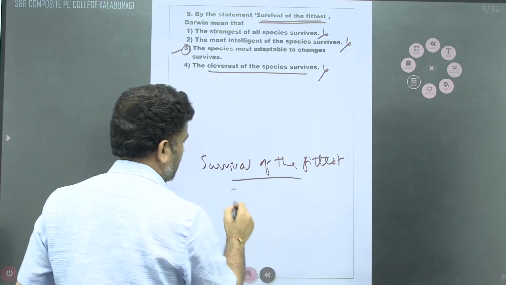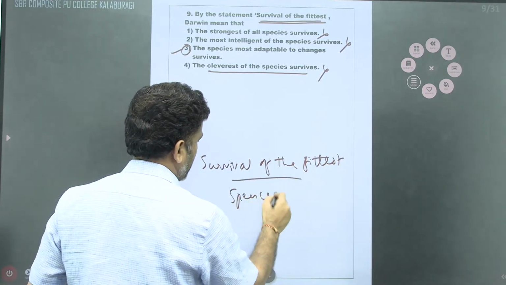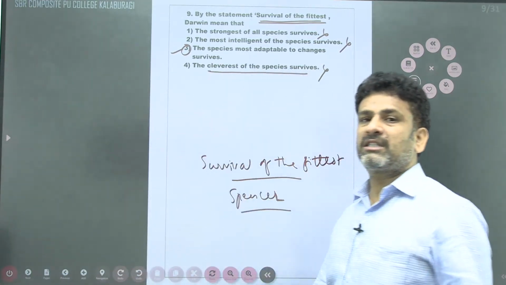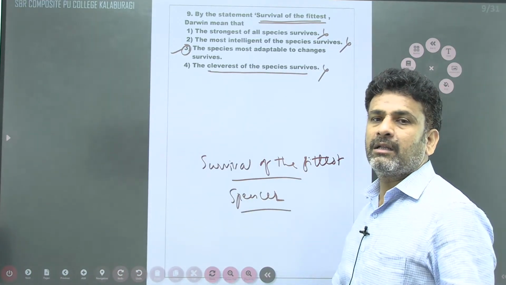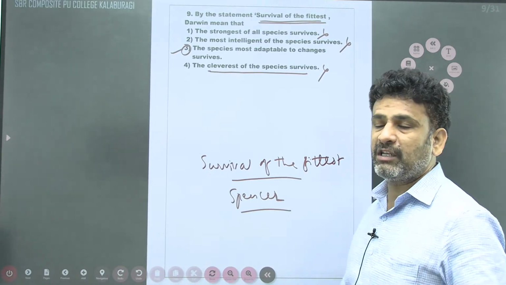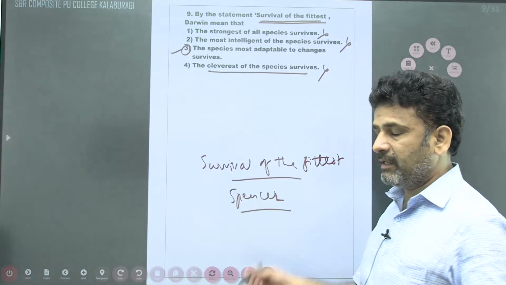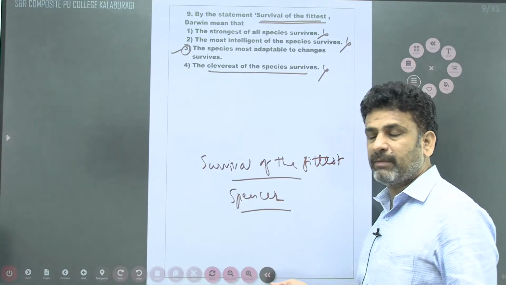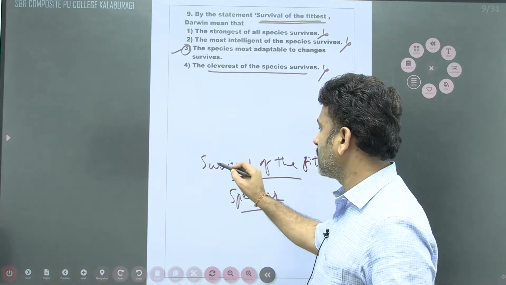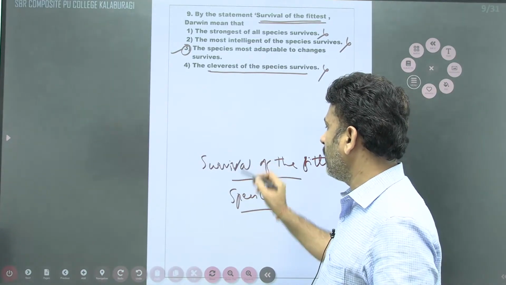It was given by the scientist called Spencer. But Darwin used this term in his Origin of Species by Natural Selection. While explaining this theory, he used this sentence to explain the fittest.